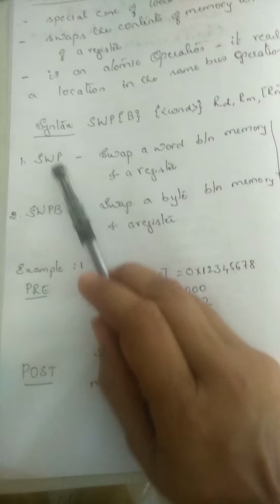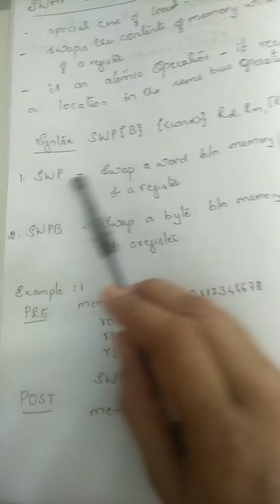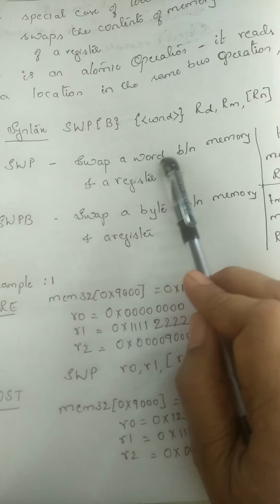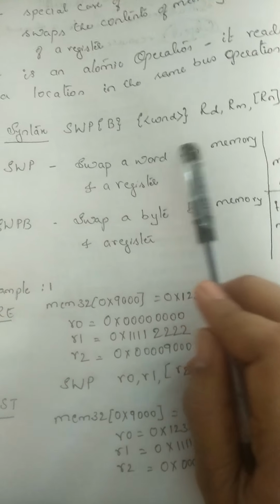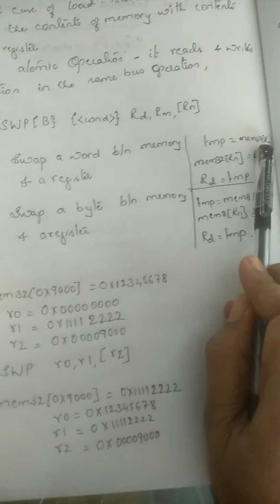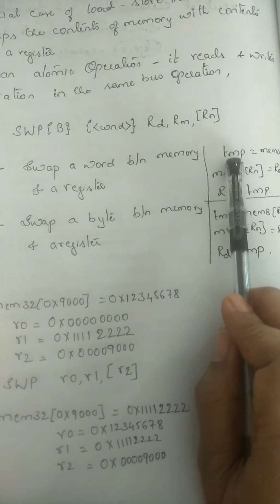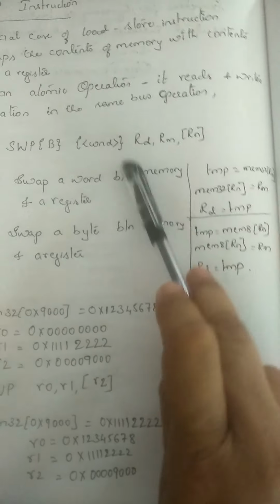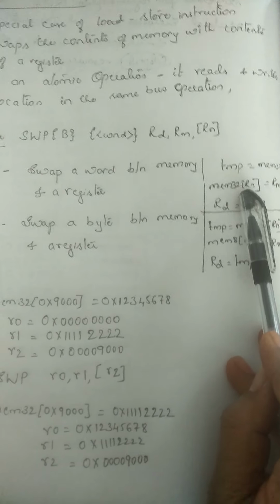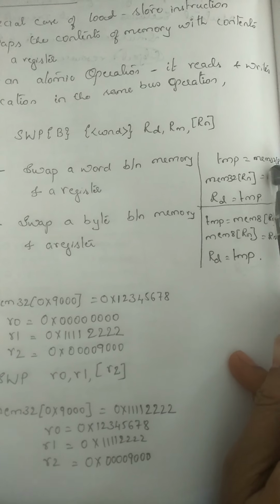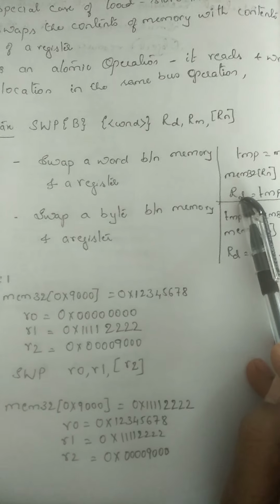So there are two types of SWP. Here it will swap a word between a memory and a register. A word is nothing but 32 bits of data moved between the memory and a register. So here you can see memory 32 is moved to a temporary location, and then RM is moved to the location pointed to by RN, and then the data that was moved from the location pointed to by RN is moved to the destination register.